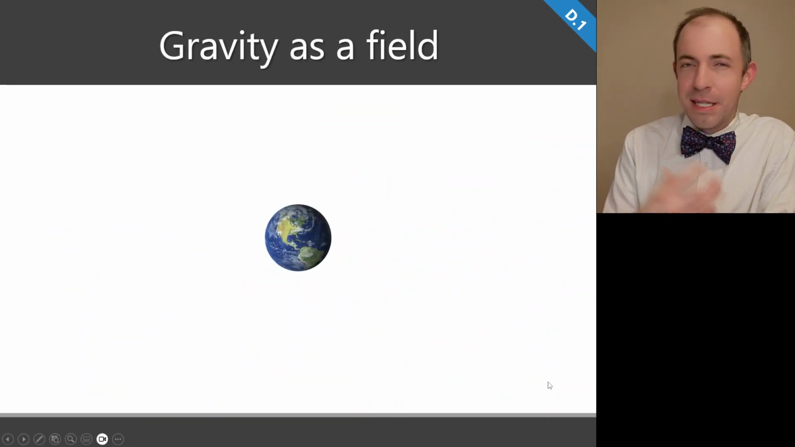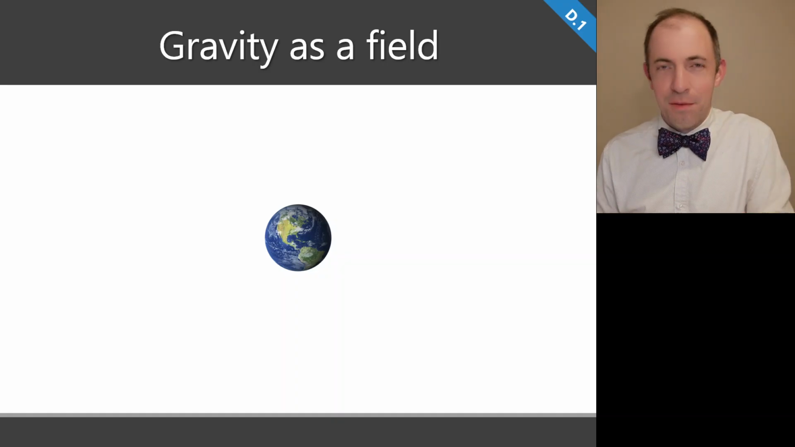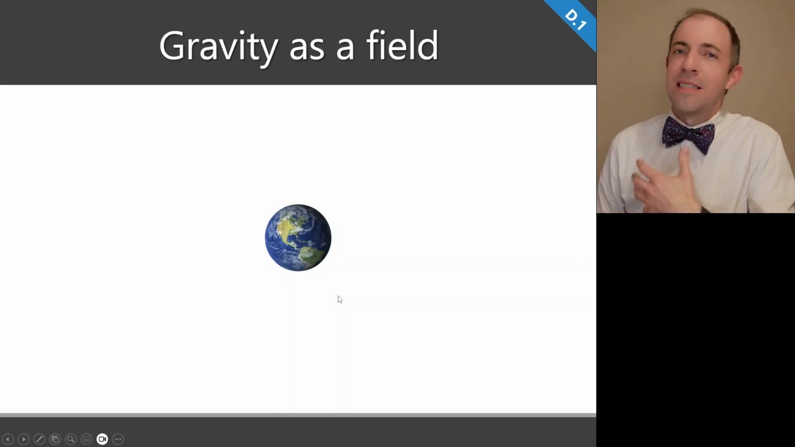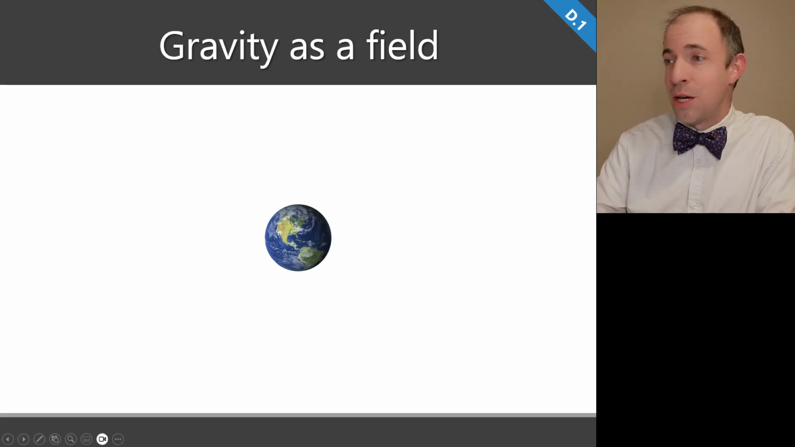So let's start with gravity because gravity is the simplest. Gravity only has one type of force. It's attracting force. There is no such thing as a repulsive gravity. If you were to look around, the Earth has mass, which means the Earth is going to experience the force of gravity. It is also going to impart a force of gravity on any object that has mass around the Earth's general vicinity.